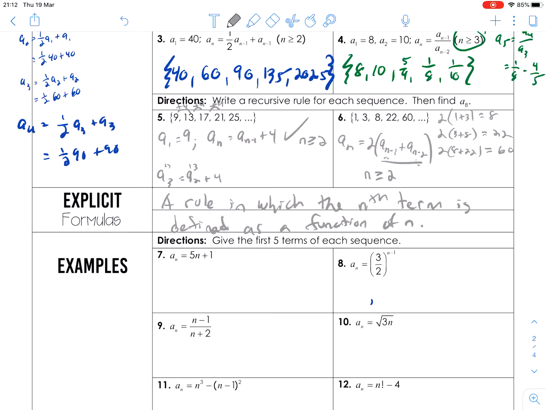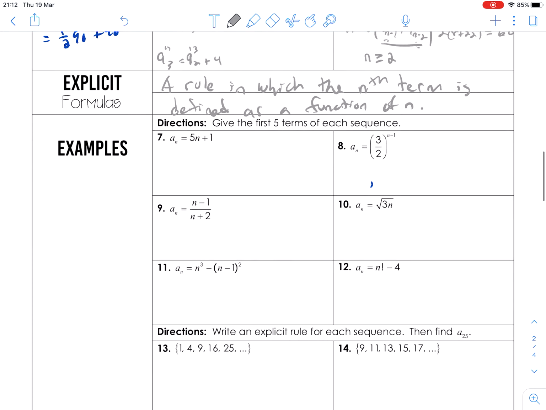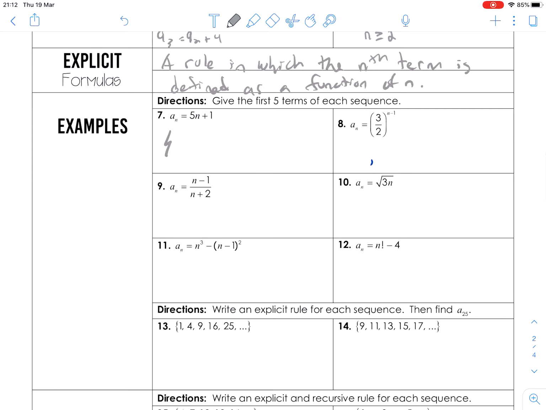So for example, give the first terms of the sequence. All right, easy. If n equals 1, that's going to be 6. If n equals 2, that's going to be 11, and so on. 3, 16, 4, 21, 5, 26. Piece of cake.